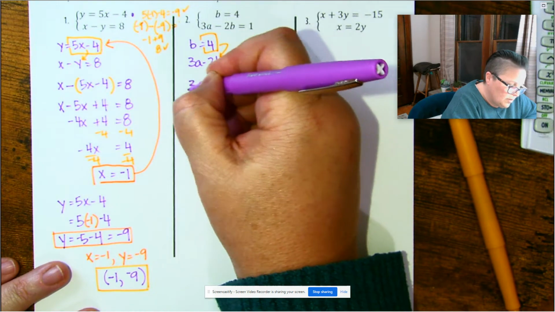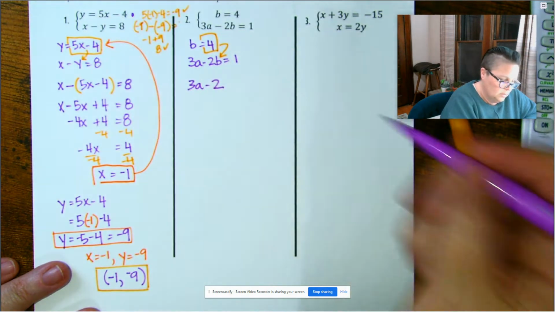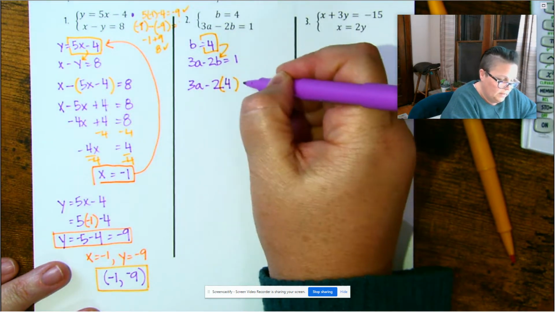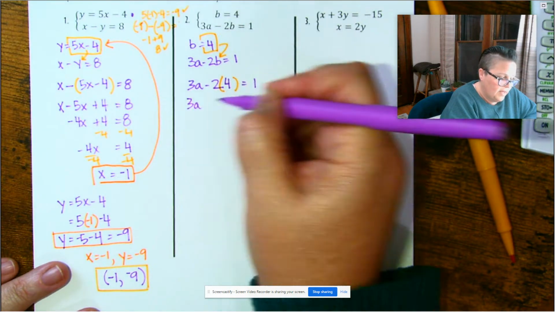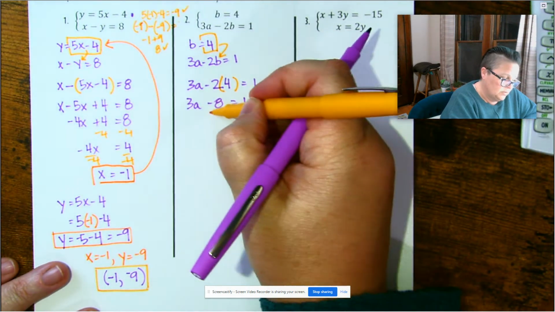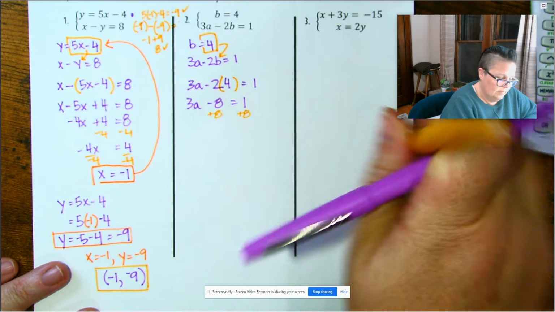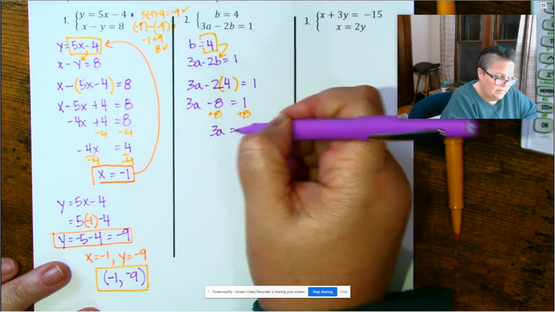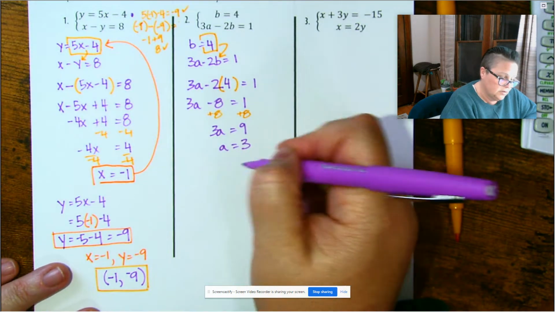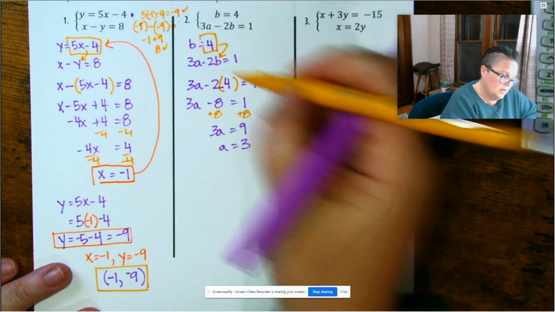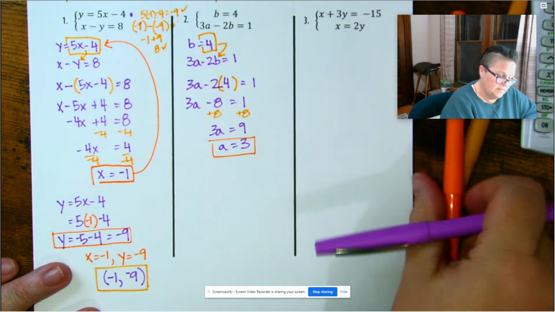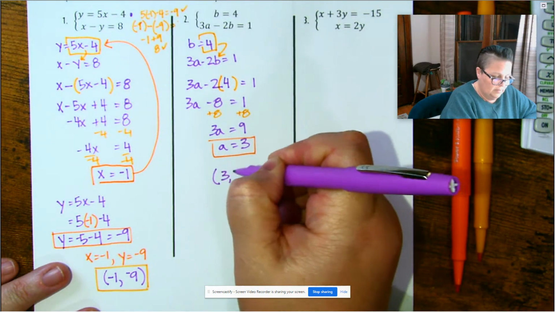So this is going to be 3a minus 2, substituting in a 4, equals 1. Simplifying, 3a minus 8 is equal to 1. I'm going to add 8 to both sides. And I get 3a is 9, so a has to be 9 divided by 3 is 3. So our solution to this system, we know b is equal to 4. We know a is equal to 3. This gives us the solution, 3, 4.